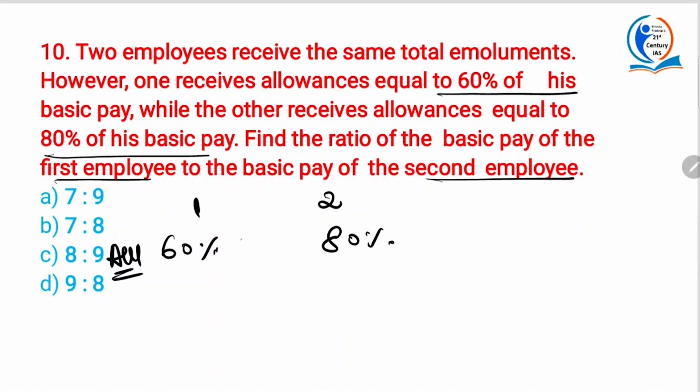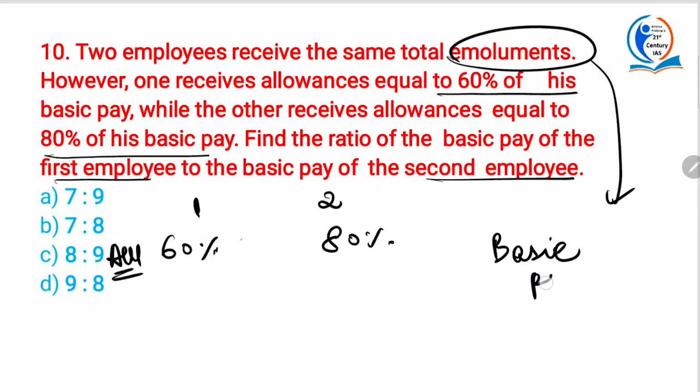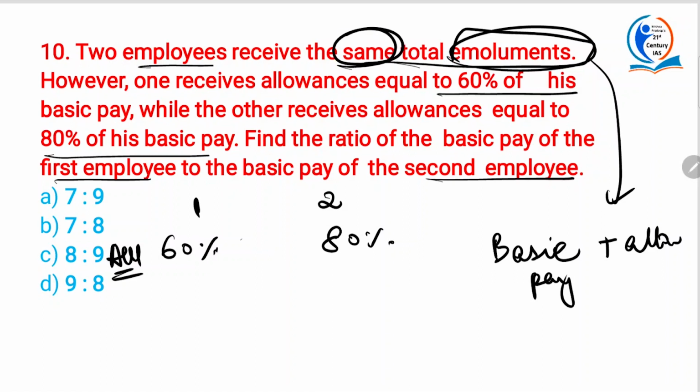Alright, now total emolument. What is this total emoluments? This is equal to basic pay plus allowance. Okay. So here they have given that total emoluments is same. This A's emolument and B's emolument is same. Okay. Now, let the basic pay of this employee 1 be X. Okay. And the basic pay of employee 2 be Y. Okay. So, what will be the allowance of this fellow, first fellow?